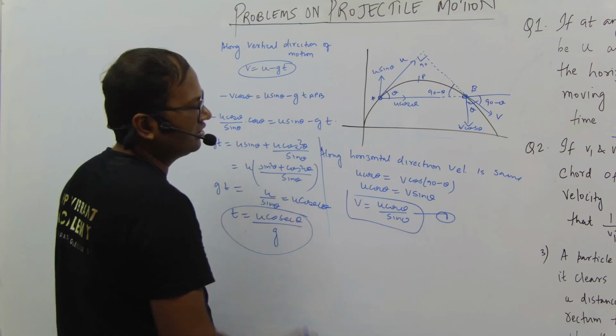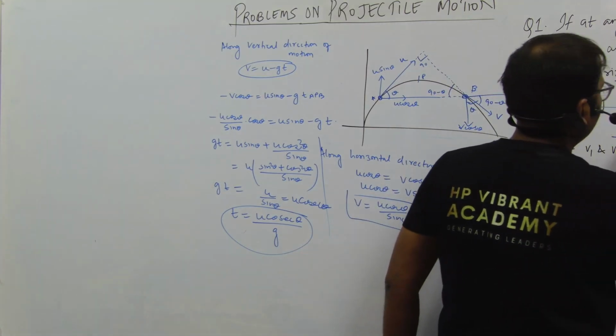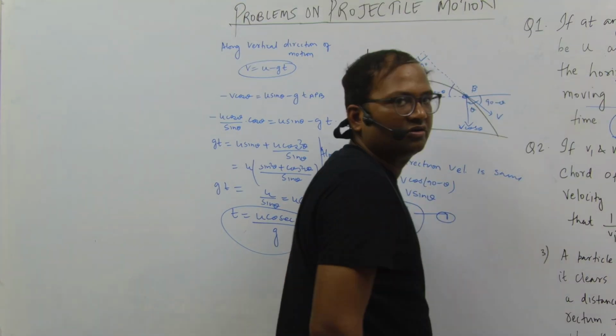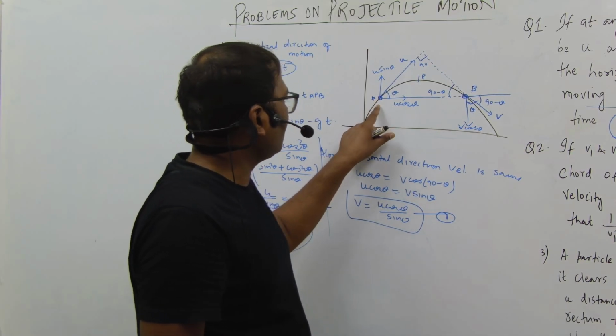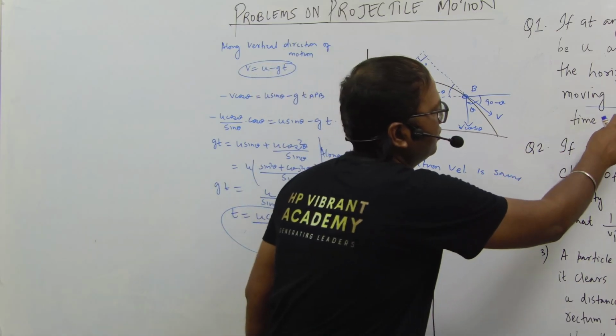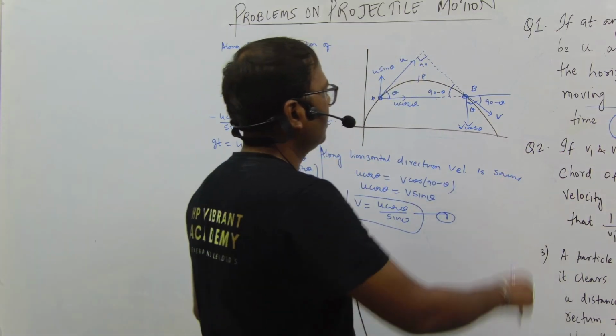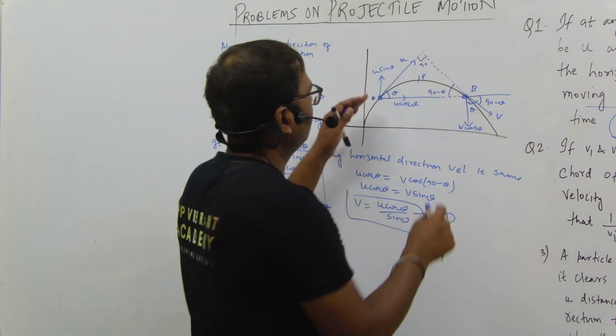So this is the time. Hence it will be moving at right angle to this direction after time u upon g cosec theta. This time is taken in traversing the path A, P and B. At point B, the direction of the velocity is at 90 degrees to the initial direction.